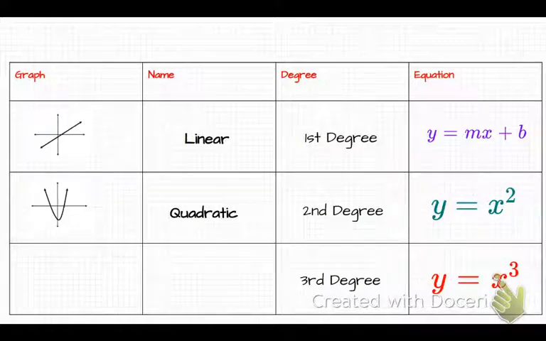Cubic. So I have y equals x cubed. This is called a cubic graph. And this is what it looks like. It looks kind of like a snake. It has to go through the x-axis 3 times. Make sure you notice that.